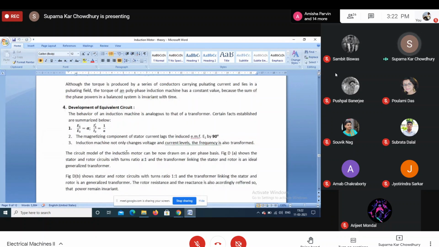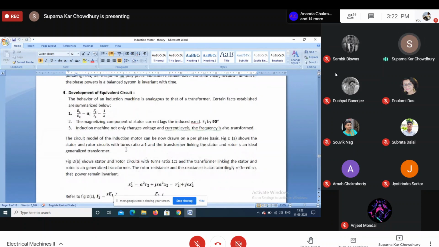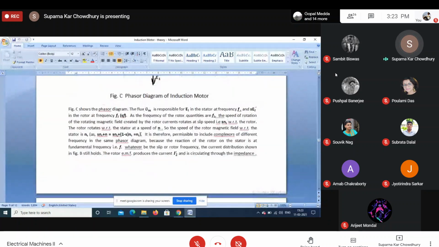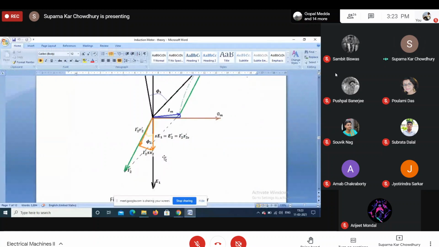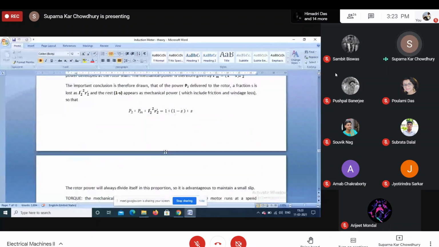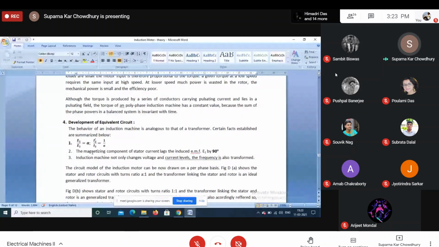Now next we will go to the equivalent circuit. Our aim is to represent the motor by a circuit consisting of passive elements like resistance, inductance, etc., so that the circuit will reflect the performance of the motor. So that circuit should have the same phasor diagram as we have shown in this figure. So whatever we have studied, these things should hold good.